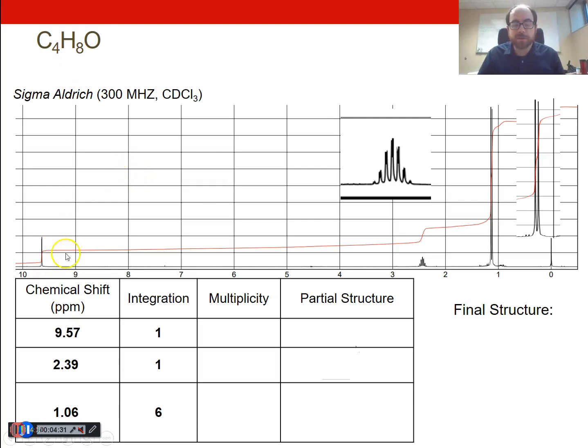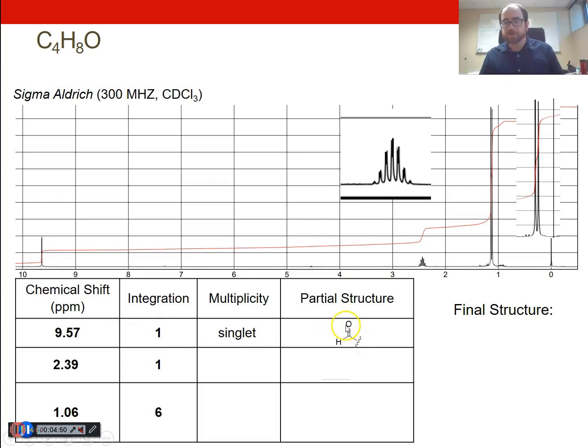So I'm going to begin with this peak over here because it's a unique region of the NMR spectrum. There's not really much else that can occur in this region other than an aldehyde. And it has an integration of 1. So it is a singlet. Again, the shape of the peak, there's only one peak. And so I can draw the partial structure of this aldehyde.